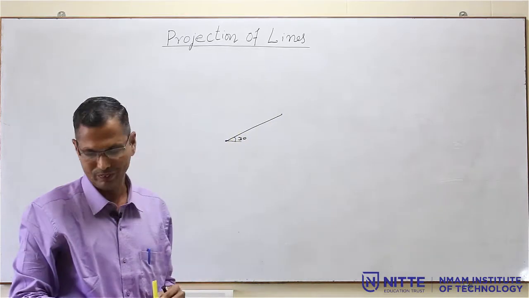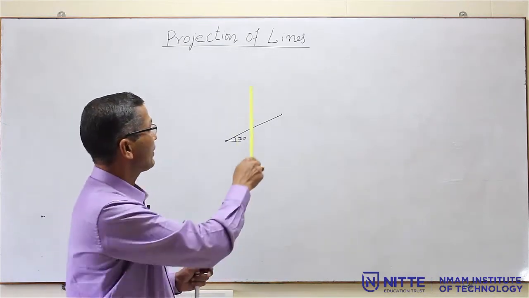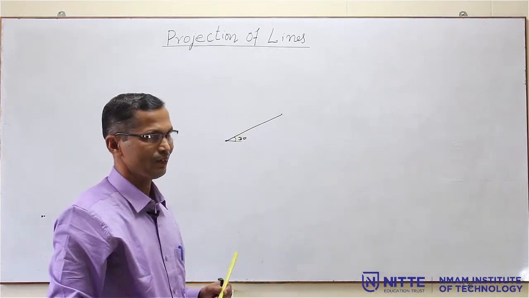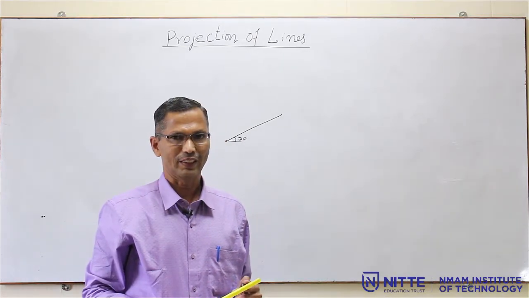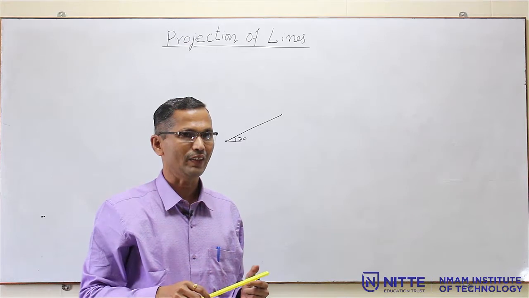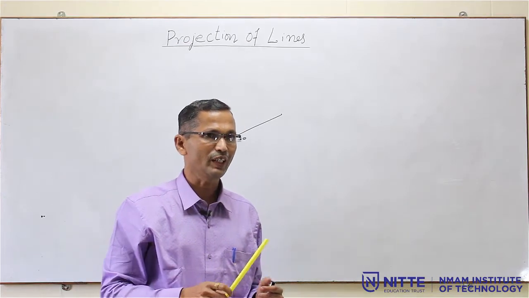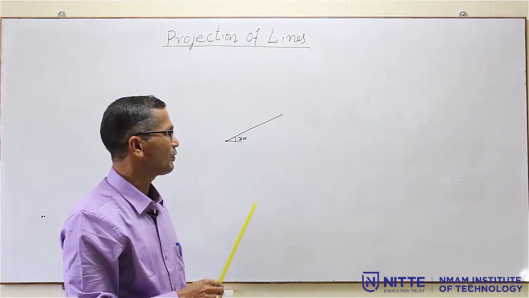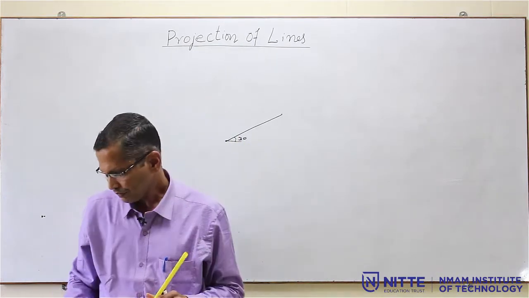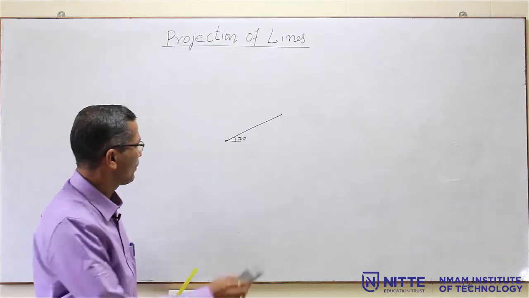Now in this chapter, that is projection of lines, we are concentrating only on the first quadrant. So afterwards the remaining 3 quadrants, second, third and fourth quadrant, we are not going to discuss. All the problems we are going to solve only on the first quadrant. So your concentration is only on the first quadrant.